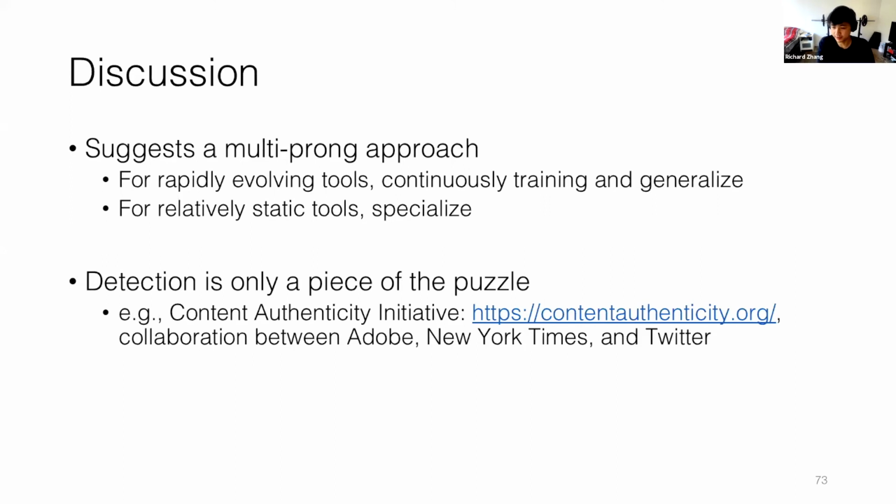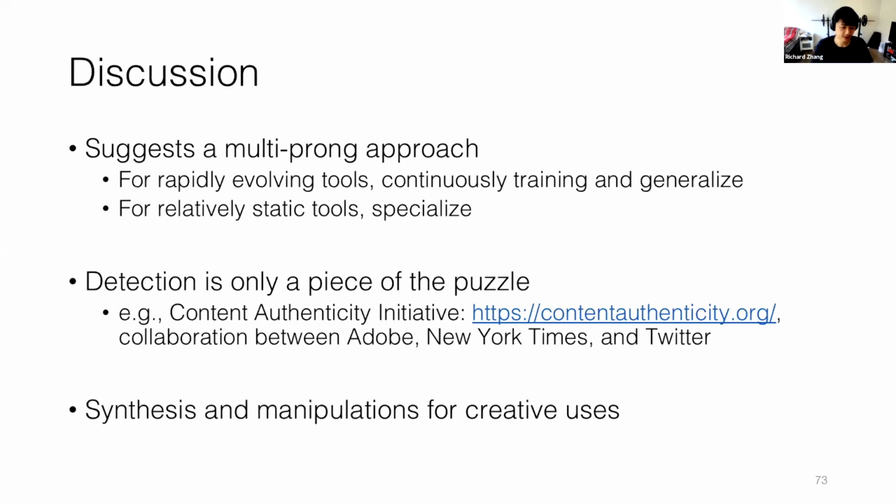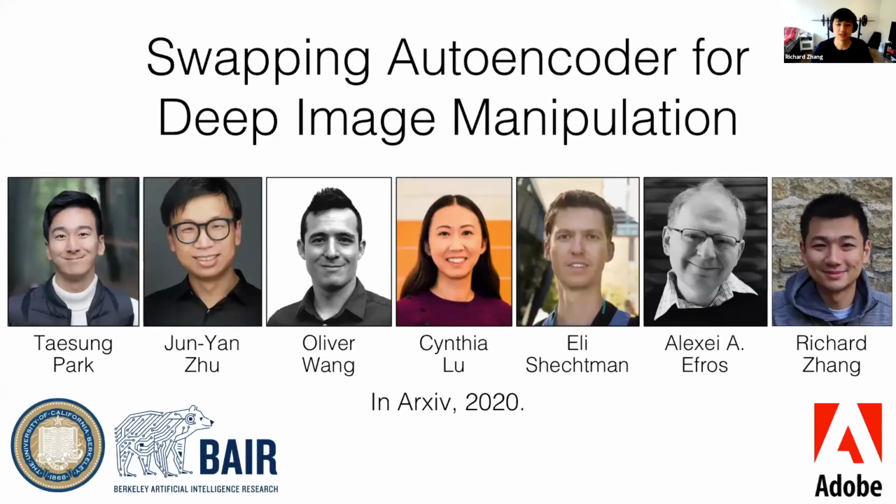forensics is important because we'd like to detect pieces of media if they're intended to deceive. But for a lot of these synthesis and manipulation algorithms, their intended use is really not nefarious. It's for creative uses. And so here's an algorithm that we're actually quite excited about, recently on arXiv, called Swapping Autoencoder for Deep Image Manipulation.